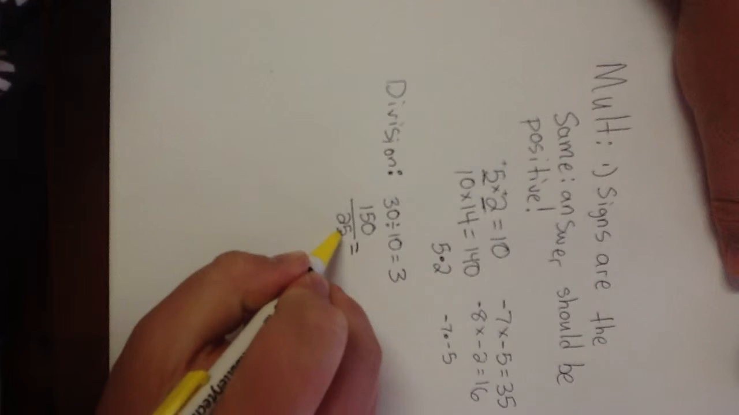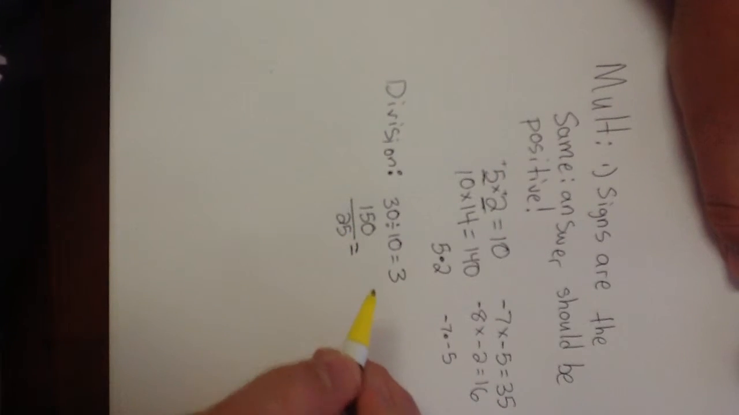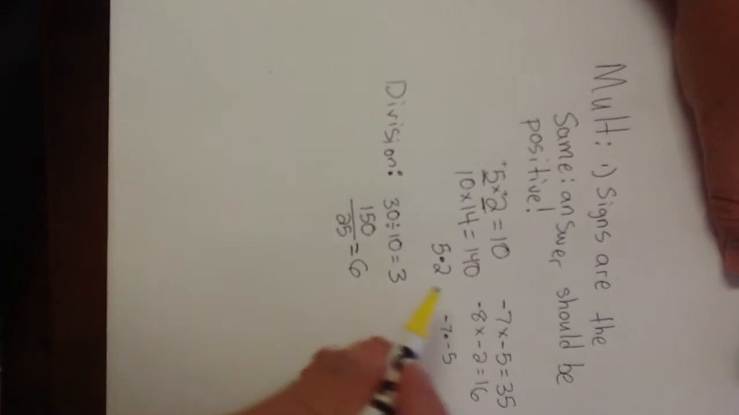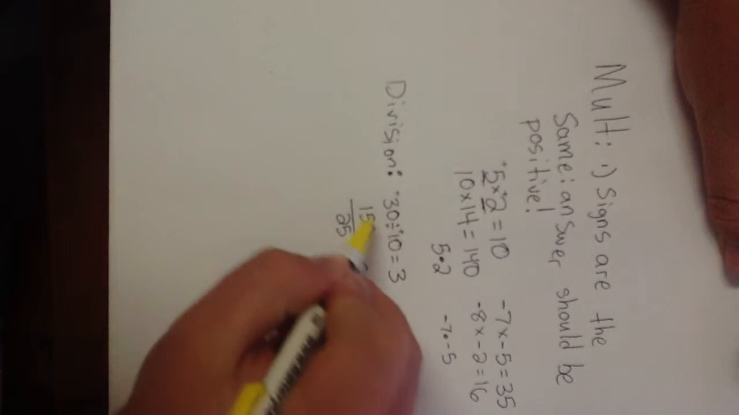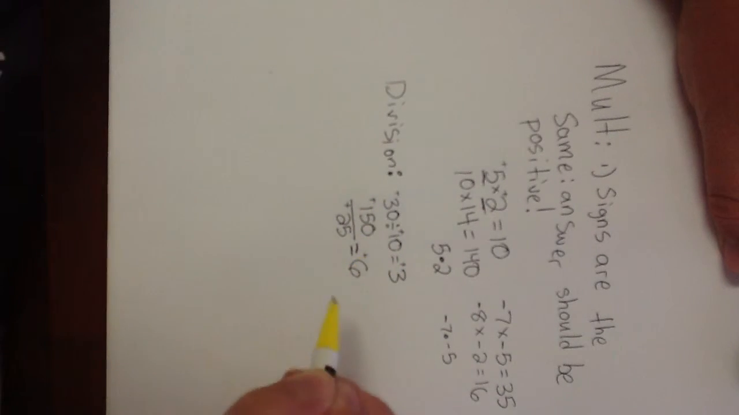Alright, so this is saying how many times does 25 go into 150? Should be easy because you think about quarters. That's 6. Notice you don't see the positive symbol, but this is positive, this is positive, this is positive, and this is positive. Answers are positive because the signs are the same.